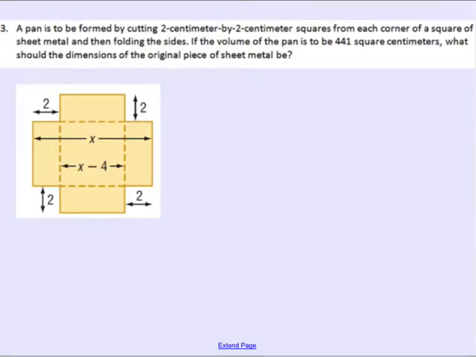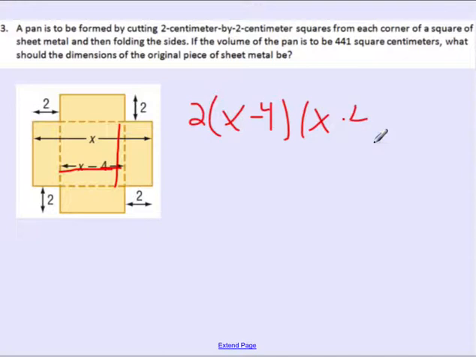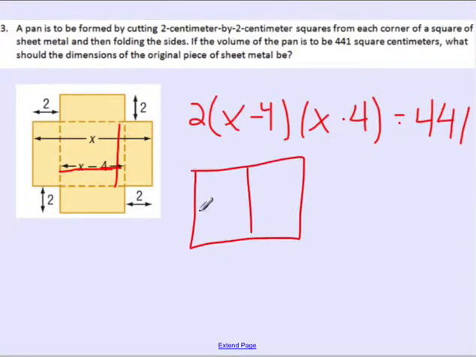Let's take a look at this crazy cat here. Okay, so I want to find the volume of this box. I'm trying to figure out what x is. So if this side is x minus 4 and it's a square, then this side is x minus 4. So really, my volume is 2 times x minus 4 times x minus 4. Now that's going to be equal to 441 centimeters. So now I want to solve this. The first thing I'm going to do is use the box method. So I want to go ahead and multiply out those x minus 4s.